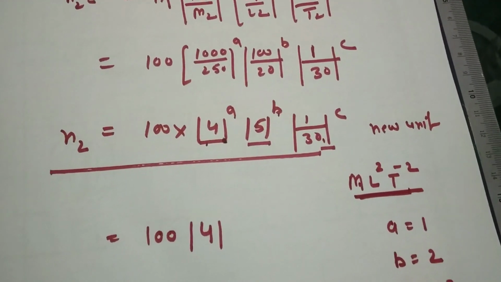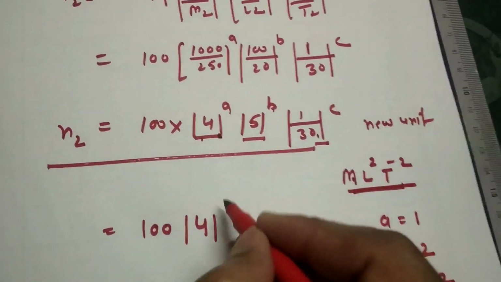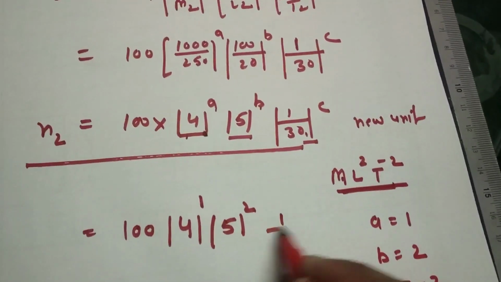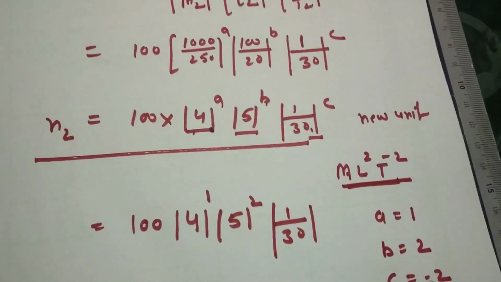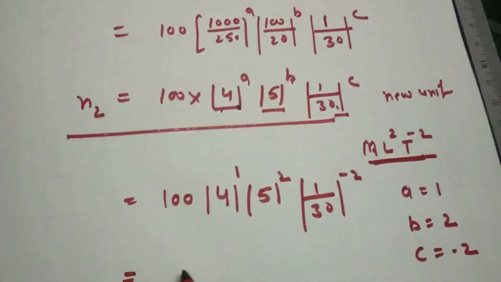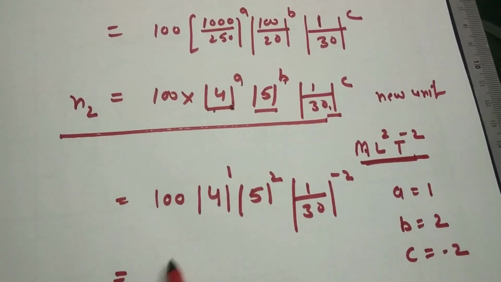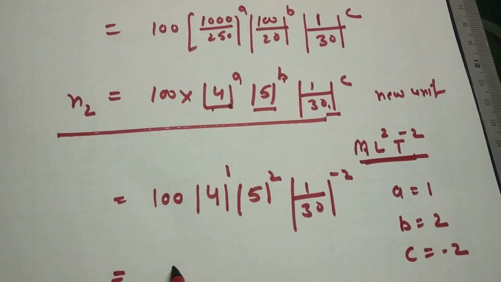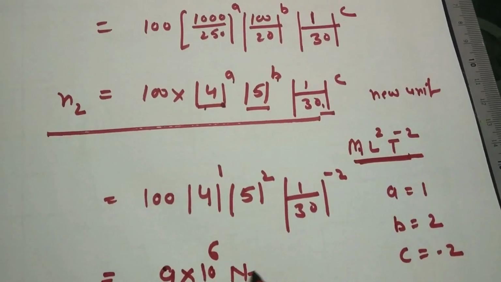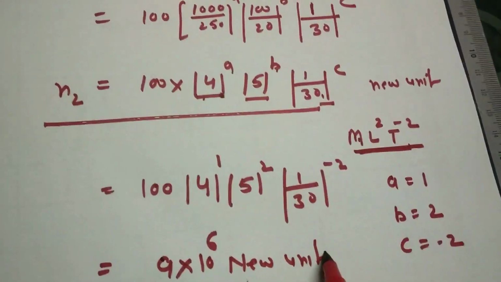So when we solve this calculation, then you will get 9 into 10 to the power 6 new unit.